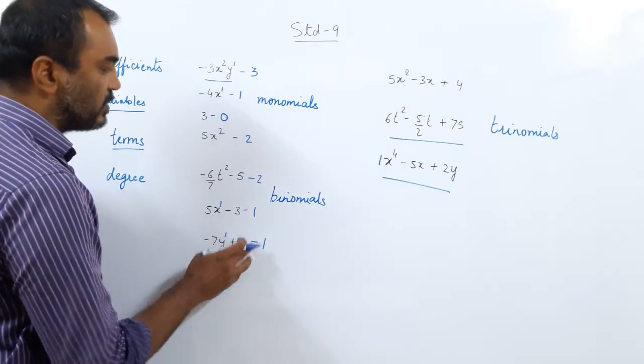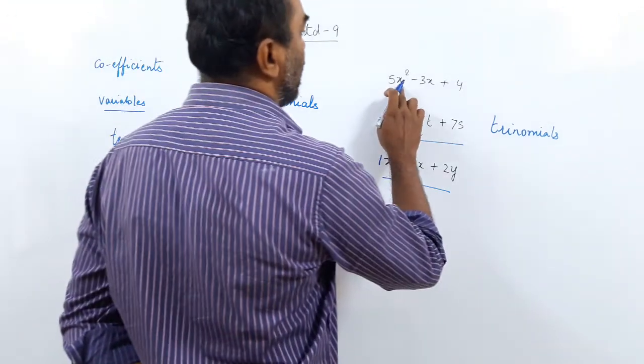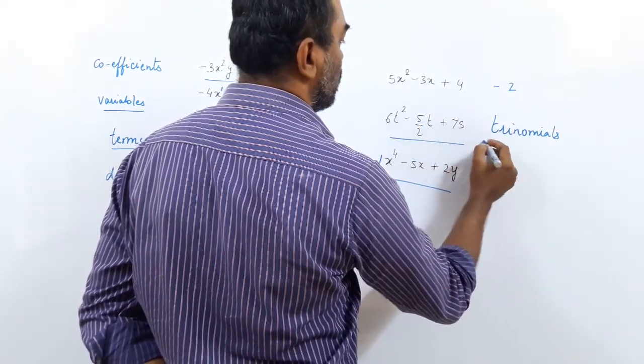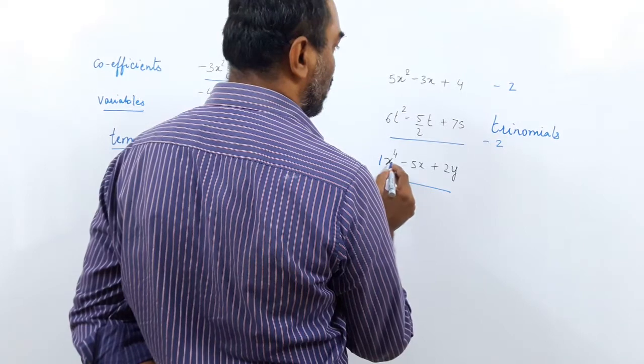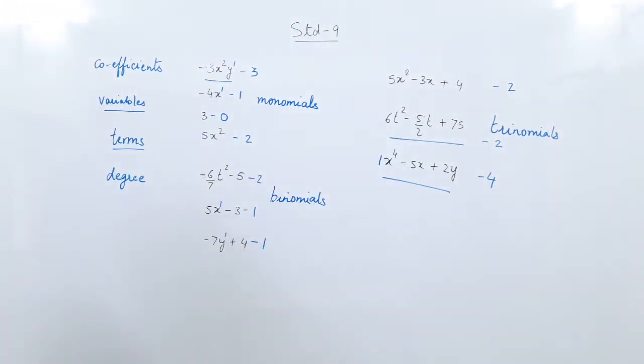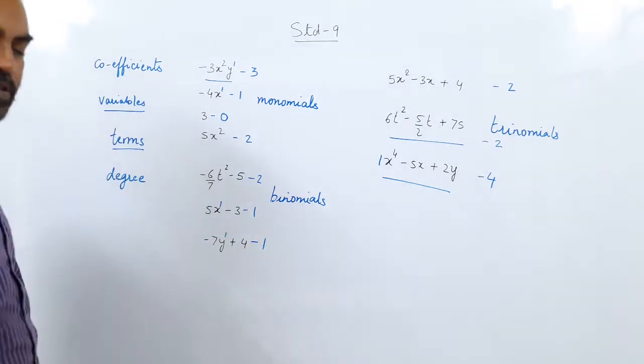Okay, do not think it's a minus sign, I meant in the degrees. If the highest power is 2, so degree is 2. Highest power is 2, degree is 2. Highest power is 4, so degree is 4. Right? So we have learned to classify the polynomials based on the terms, variable, coefficient and degree.